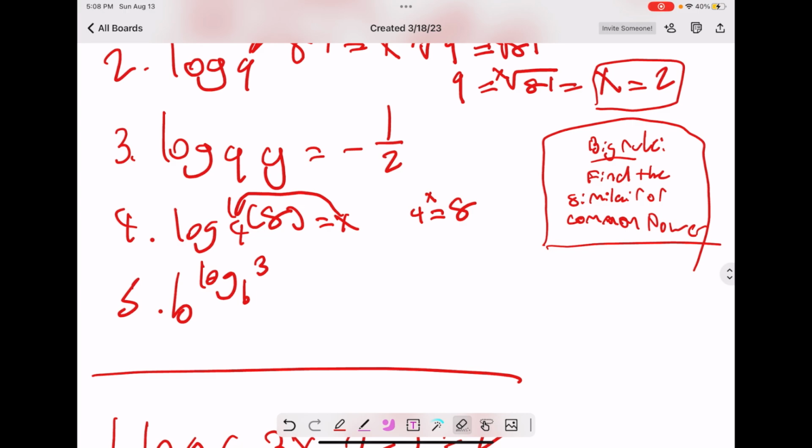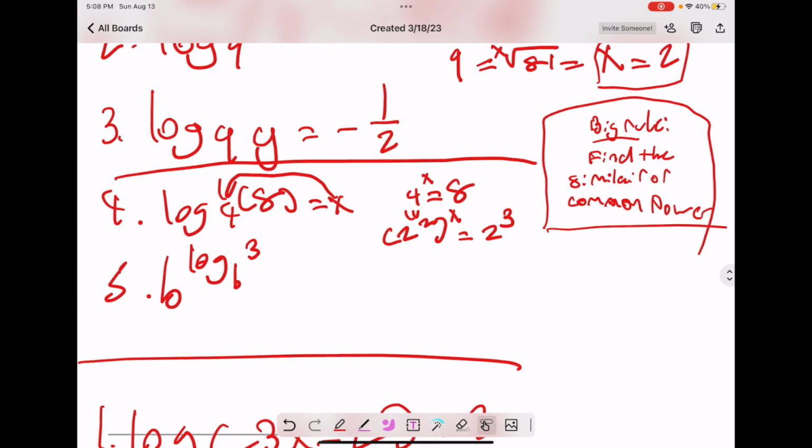So that big rule is we're going to find the common power. In this case, these are both powers of 2, so if we want to do that, we're going to convert them to powers of 2. Let me just section this off. So 4^x could be written as 2 to the power of 2, all to the power of x, right? And then 8 can be written as 2 to the power of 3.